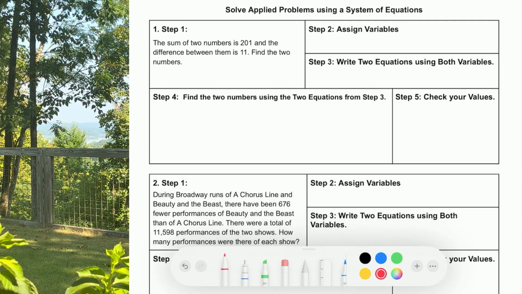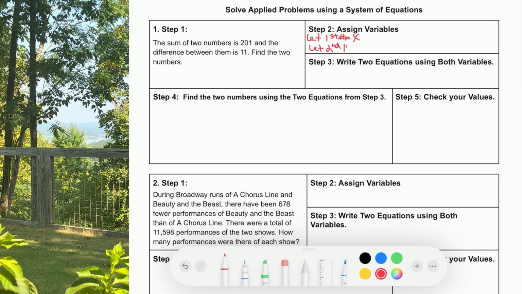The sum of two numbers is 201, and the difference between them is 11. Find the two numbers. So remember, the first thing is we need to assign variables. So I'm going to say, let the first number equal x. Let the second number equal y.